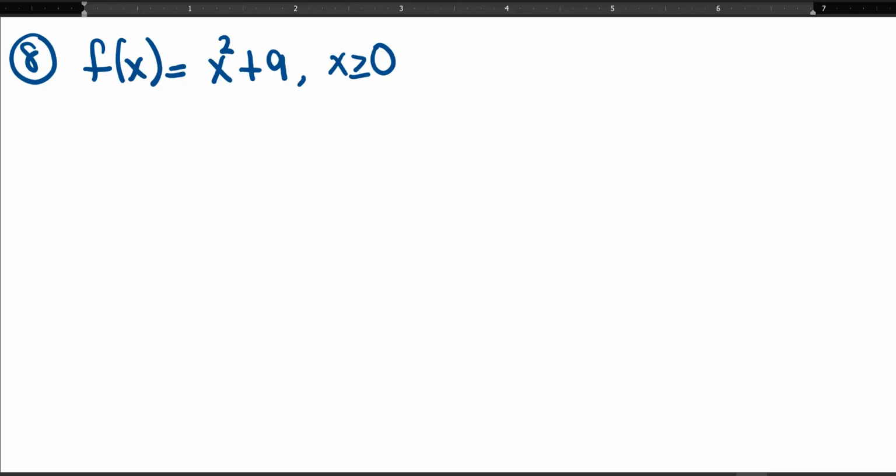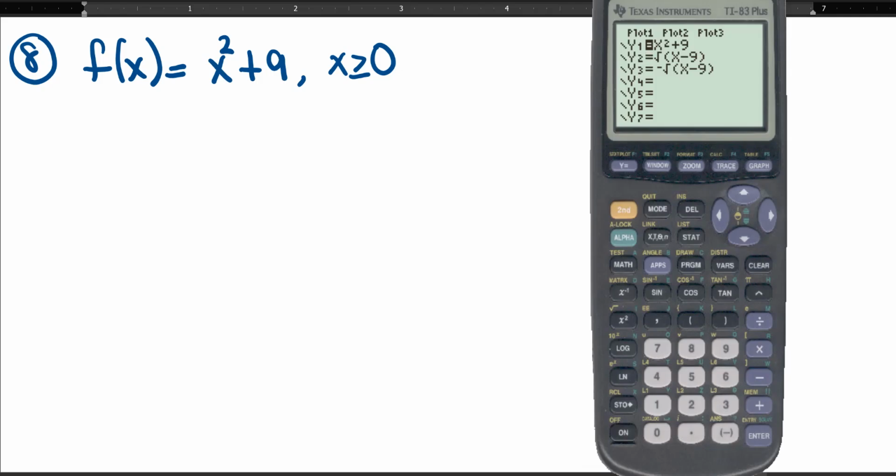All right, we have here f of x is equal to x squared plus 9, where x is greater than or equal to 0. So this is our original function. Let's take a look at the graph. I've already entered the information that we need, so let's go ahead and enter the information that you see here, and let's view the graph.